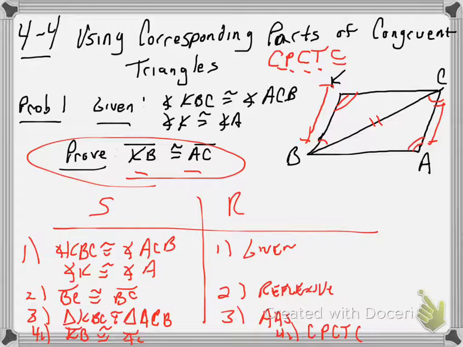That's why it's CPCTC. And guys, that's it for 4-4. But again, the key aspects here are talking about that the triangles are congruent. So then I can say their corresponding parts are congruent.